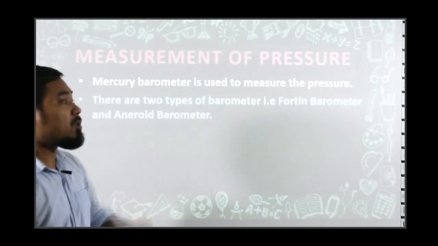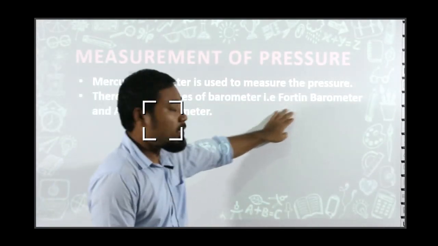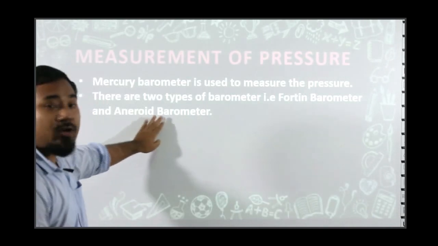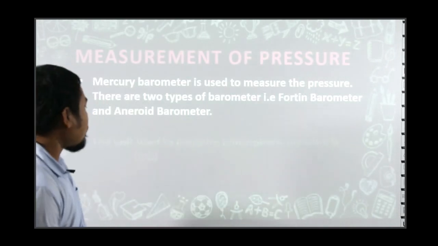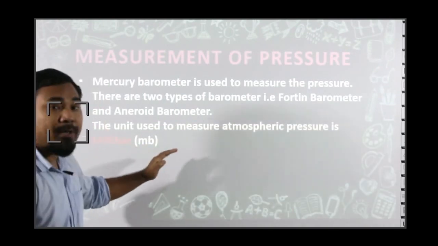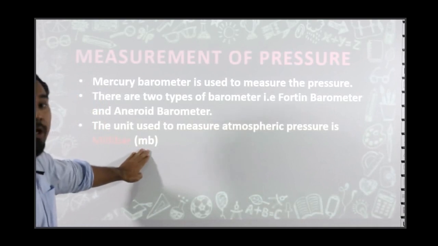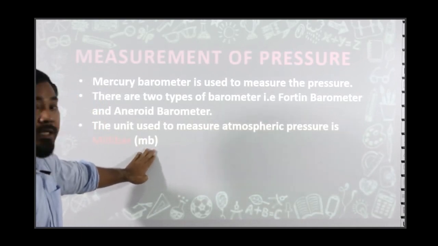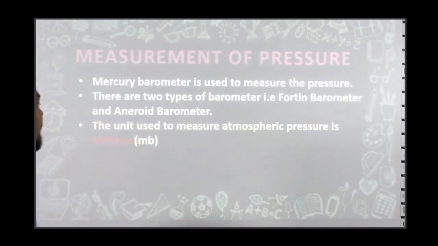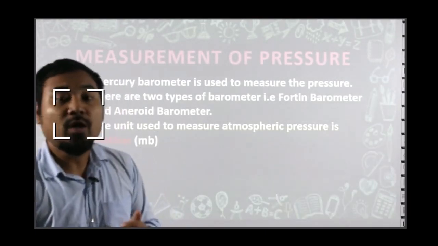Now there are two types of barometer. Firstly, we have got the fortin barometer. Secondly, we have got the aneroid barometer. Now, what is the unit? The unit used for the measurement of pressure is your millibar. It is denoted in the abbreviation of small letter m and small letter b. Again, I am repeating, the unit used for the measurement of pressure is your millibar.